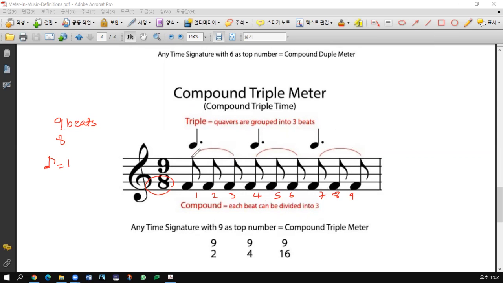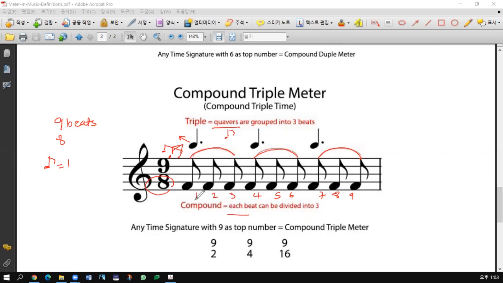Let's say this first. It can be grouped into 3, right? So the quavers, like eighth notes, are grouped into 3 bits as a dotted quarter note, and the dotted quarter note can be divided into 3 eighth notes. So each beat can be divided into 3. So this is compound, right?